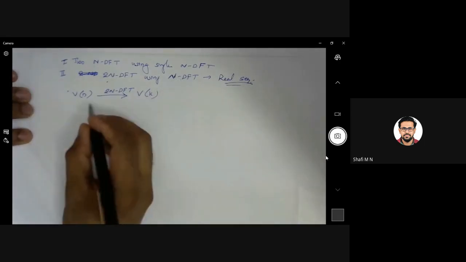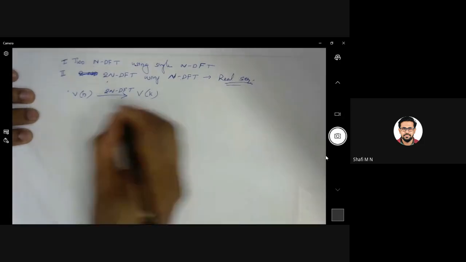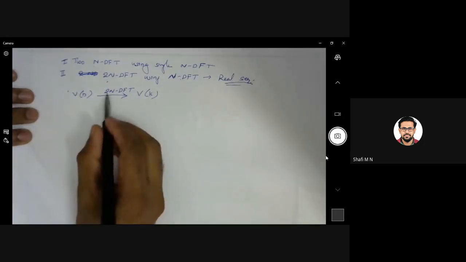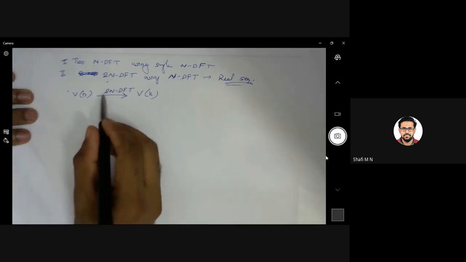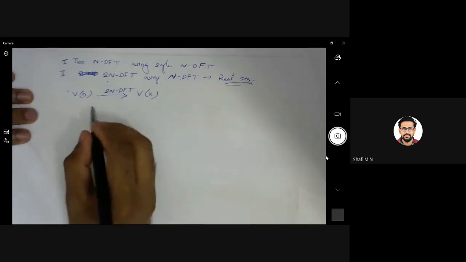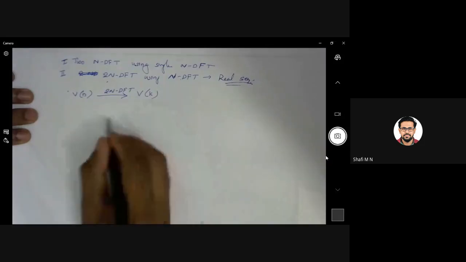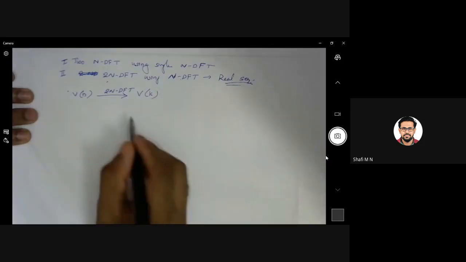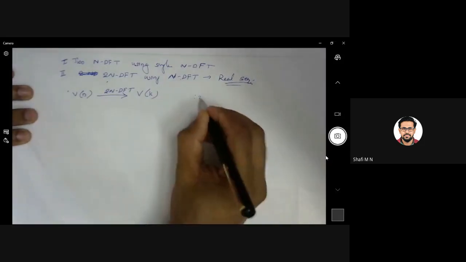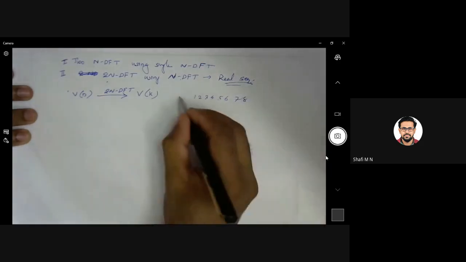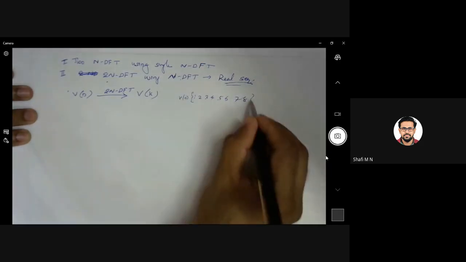So the first thing is, when you have a sequence, you have to split it into 2. Now the length is 2N, right? Definitely the length will be 2N. You have to split it into length N. That can be done by choosing the odd elements and even elements. For example, if you have a sequence, say 1, 2, 3, 4, 5, 6, 7, 8, this is your v of n.